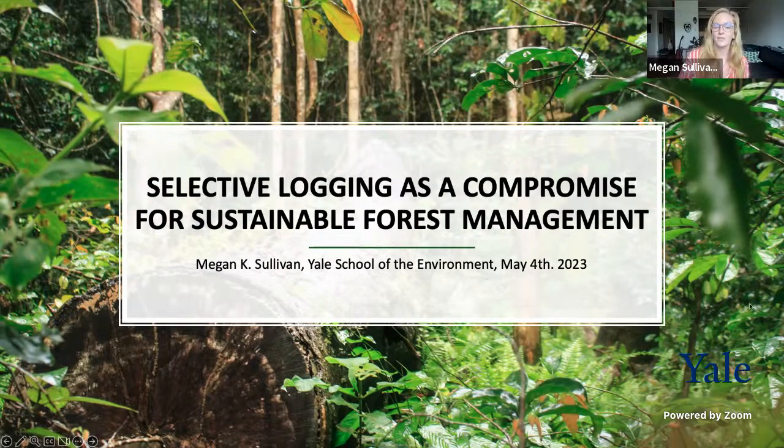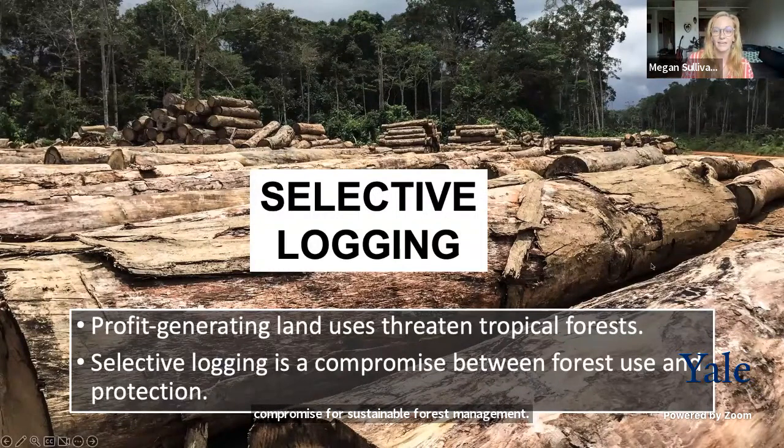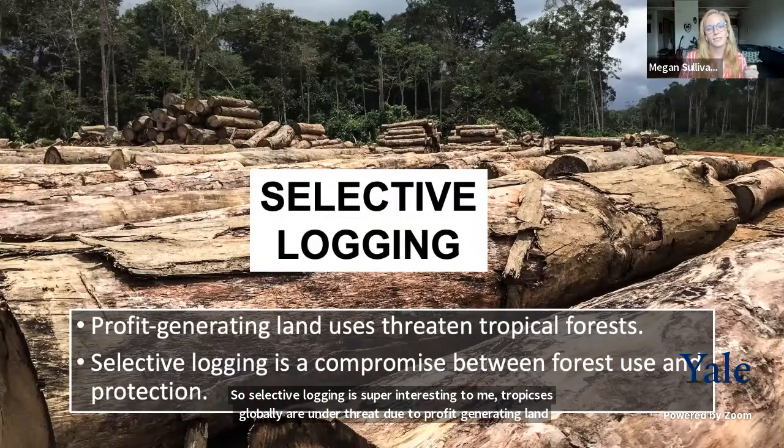And my research has focused on selective logging as a compromise for sustainable forest management. So selective logging is something that's super interesting to me. And this is because tropical forests globally are increasingly under threat due to some profit-generating land uses. And selective logging is often something that is hailed as a type of compromise in terms of land use. So it generates income, but it doesn't completely clear forests from the land. And across the forest landscape, canopy cover remains largely intact.